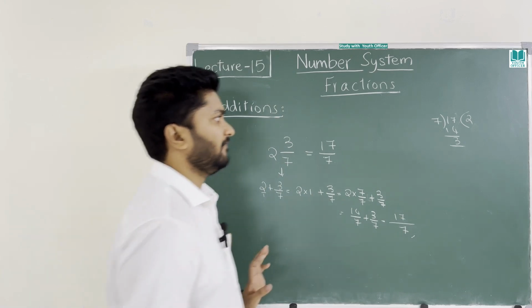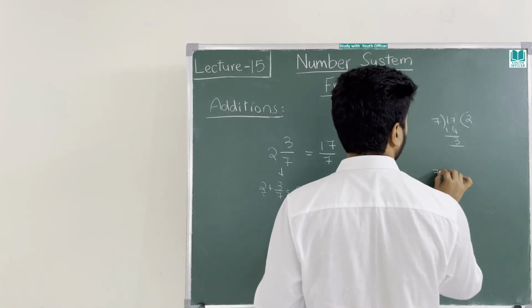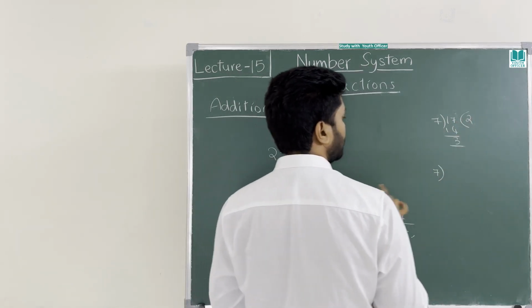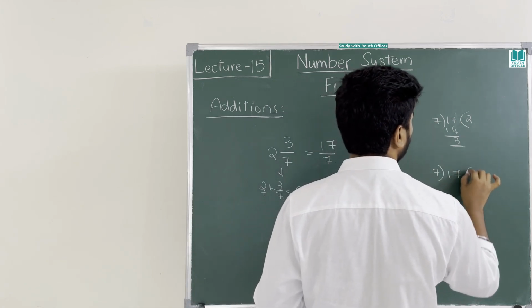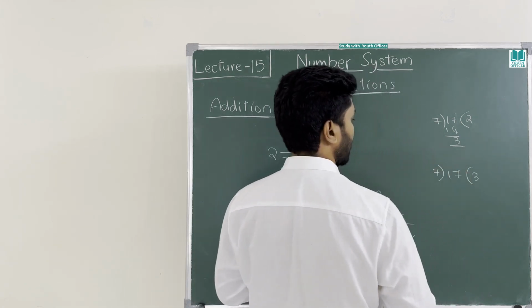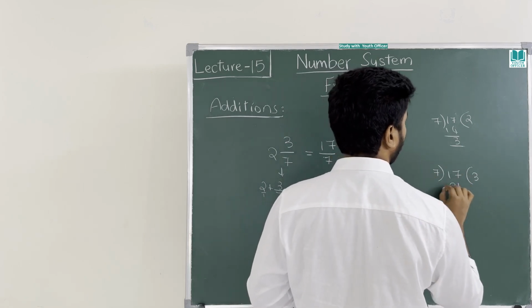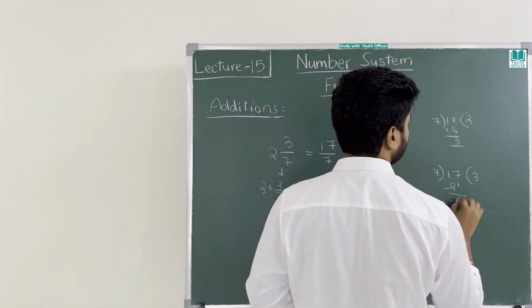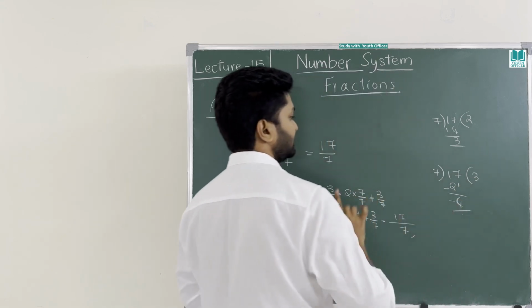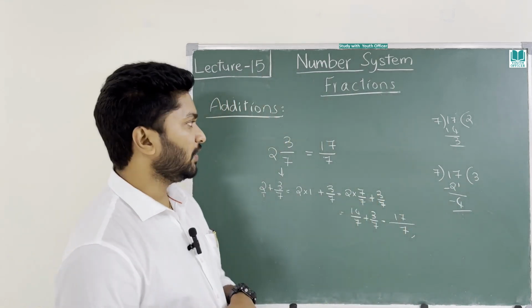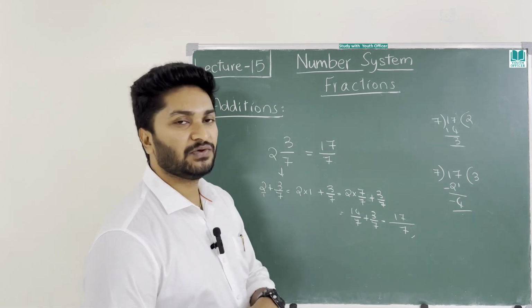What if you don't take 2 times here, if you take 3 times, what will happen here? 3 7s are 21. If you want to subtract, minus 4. This is called a negative remainder. How do you write a fraction with the negative remainder?